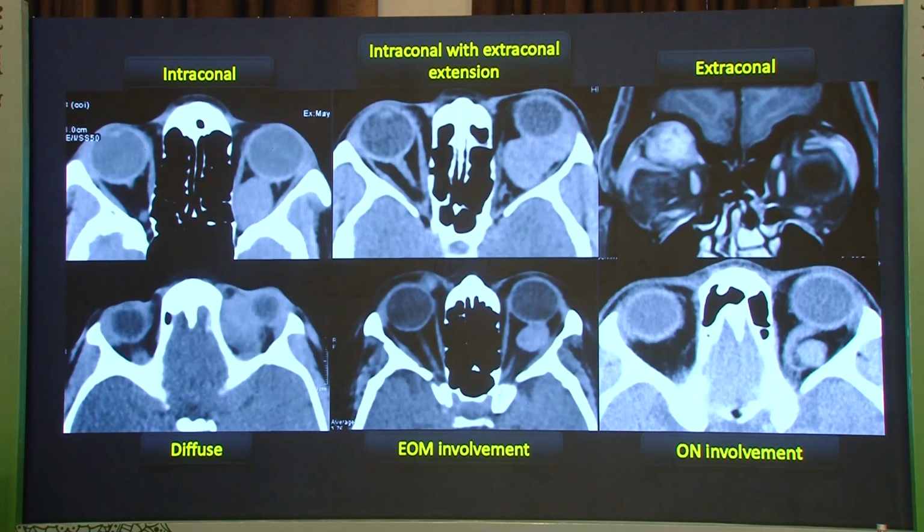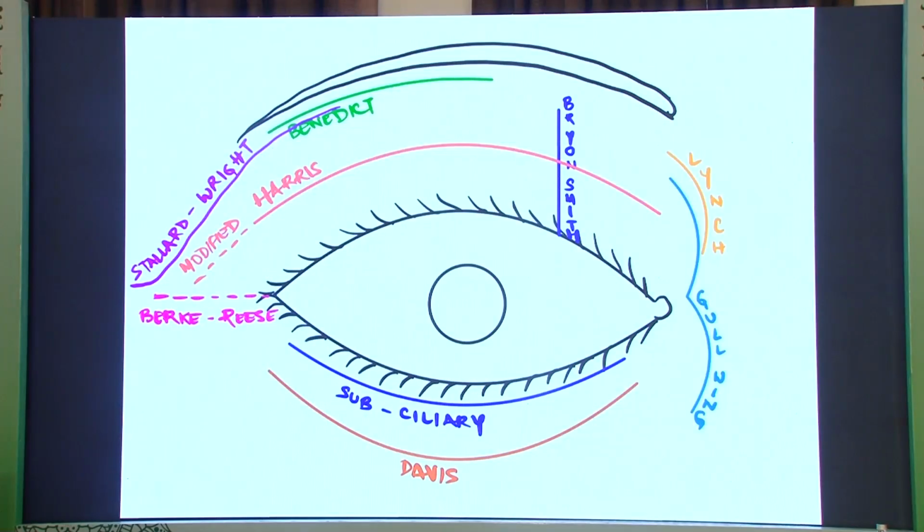So every single thing matters. Every single surgical step matters when we are looking at the location, as you can see over here. Another thing, what surgical approach do we take? These are the different incisions that we take for orbital tumors.